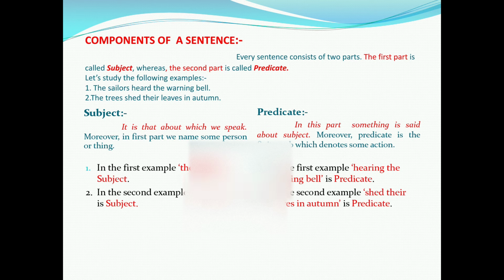Let's take another example. The trees shed their leaves in autumn. In this second example, the trees is a subject. Shed their leaves in autumn is a predicate. Trees subject है और shed their leaves in autumn is a predicate. इसमें trees के एक्शन के बारे में बताया जा रहा है, इसलिए वो predicate है. This is all about the components of the sentences.